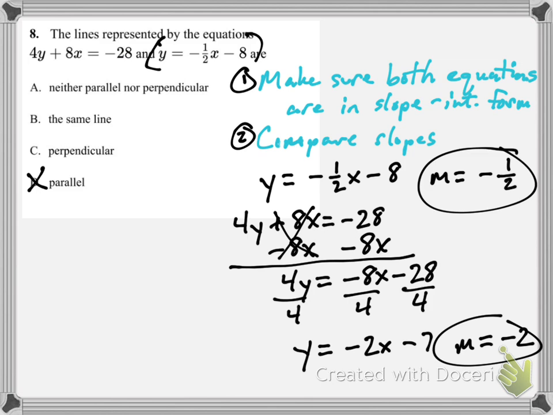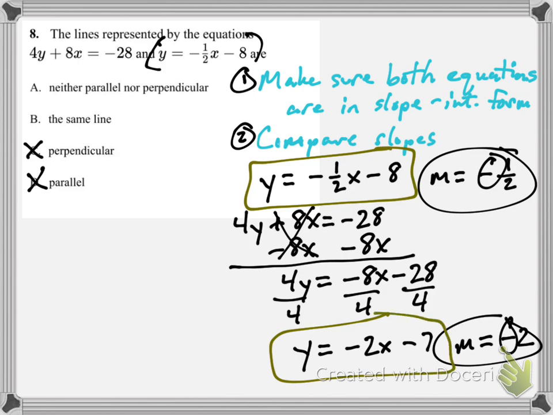Let's see. Perpendicular. They have to be opposite reciprocals. Well, first of all, they can't be opposite reciprocals because they have the same sign. So they're not perpendicular because they have the same sign. They're reciprocals, but they don't have different signs. Are they the same line? Well, if you look at this equation and this equation, you can clearly see they are not the same line. So which means that these two lines are neither parallel nor perpendicular. They're neither.